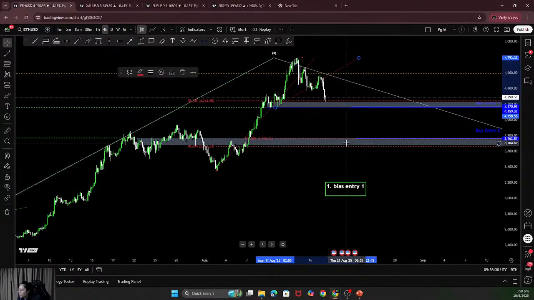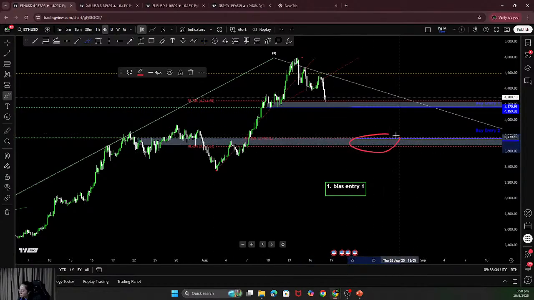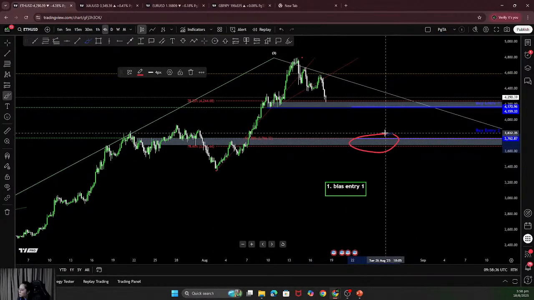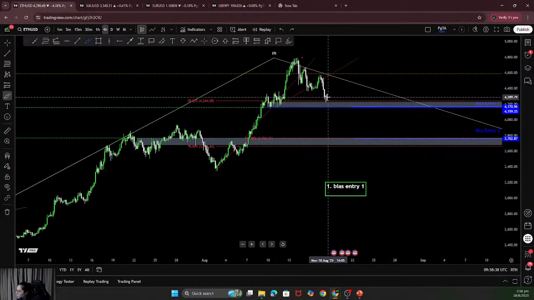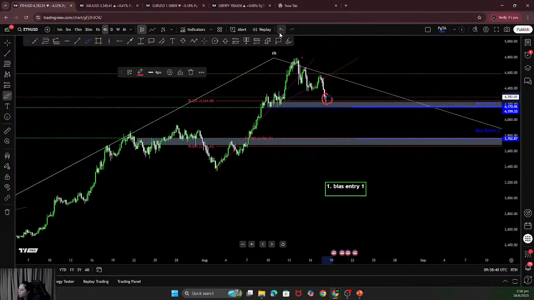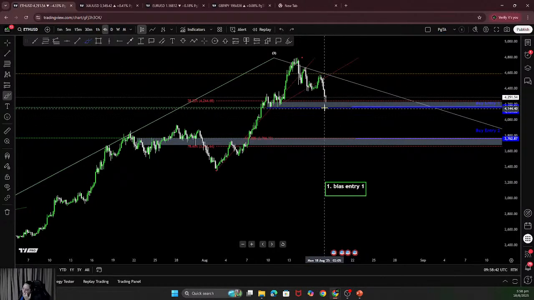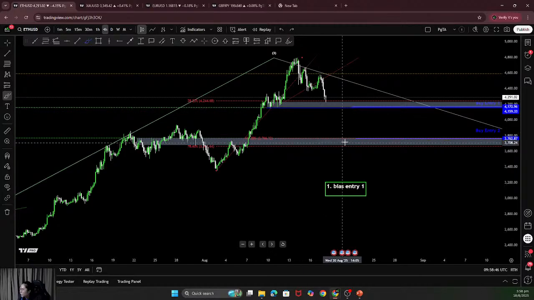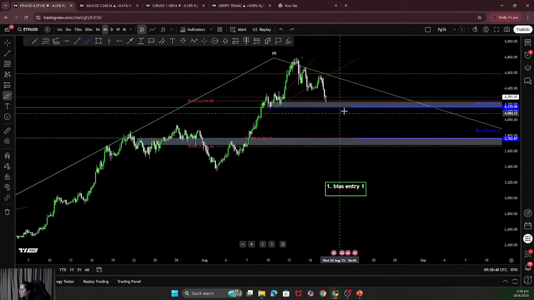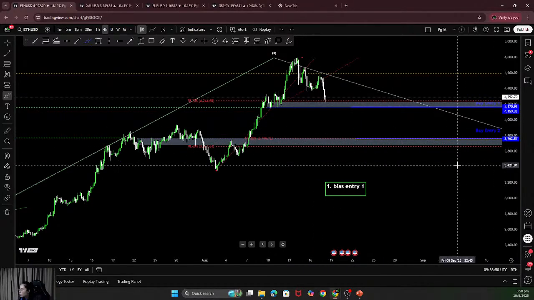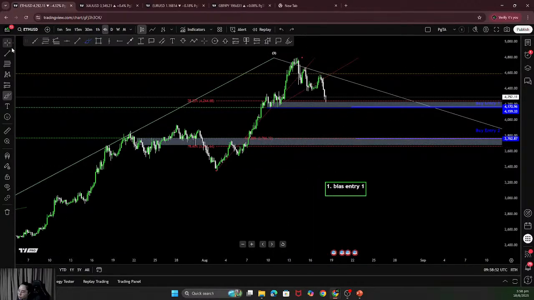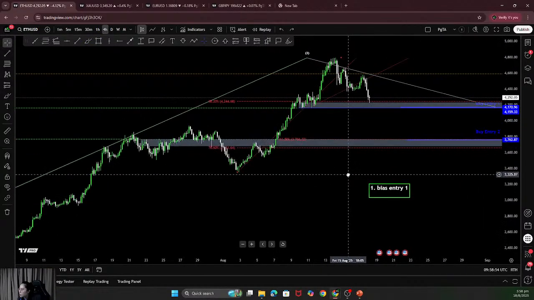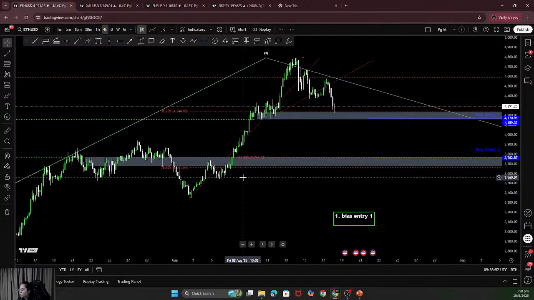You know what? I'm actually a bit more biased of this being the entry, right? But there is this candle here that is forming. Looks like a reversal candle, but I cannot confirm until the candle closes. Okay, I think the possibility is that it's either entry 1 or 2. I'm biased that it's going to be one of them. Right now, no clear signs of which one it's going to be.